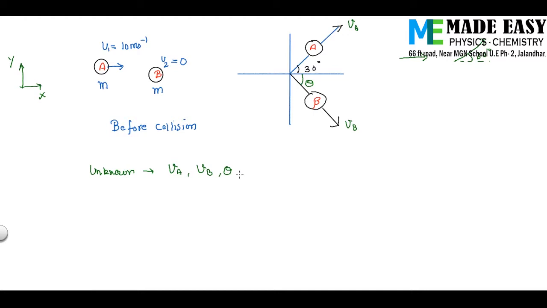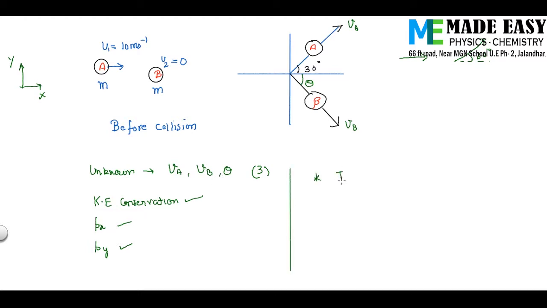To find three unknowns, we require three equations, right? One equation we can get is kinetic energy conservation. For a perfectly elastic collision, kinetic energy is conserved. The second equation we can get from conserving momentum along the x-axis, and the third equation by conserving momentum along the y-axis, right? We must remember that during collision the linear momentum of the particles is conserved. By solving these three equations I can get these three unknowns.